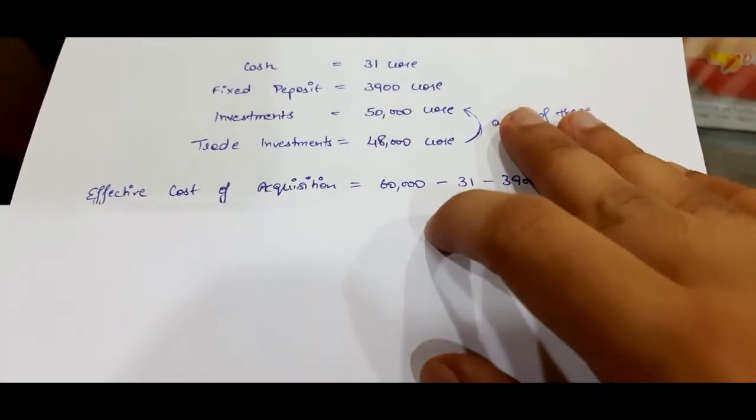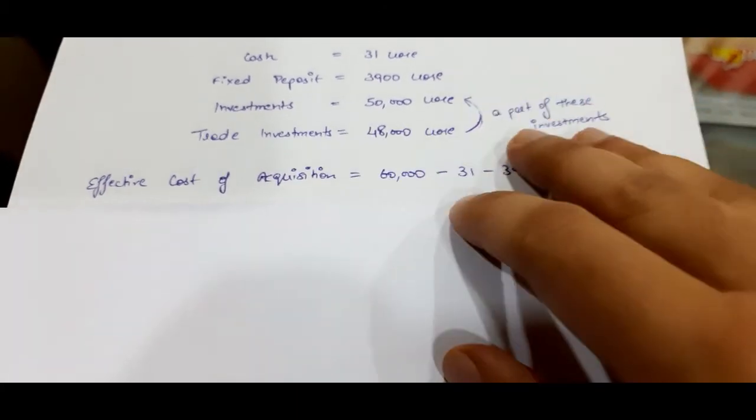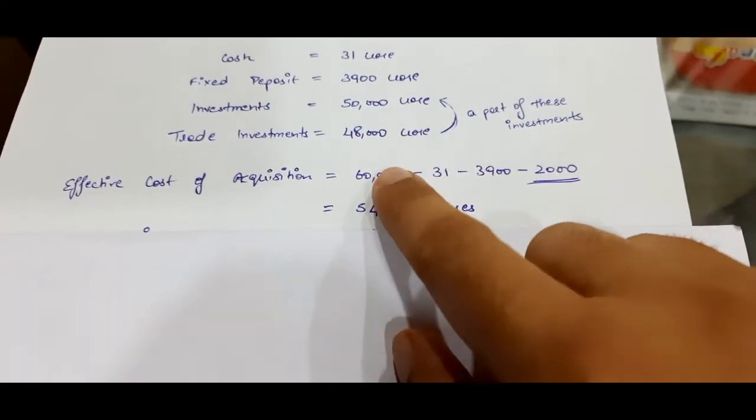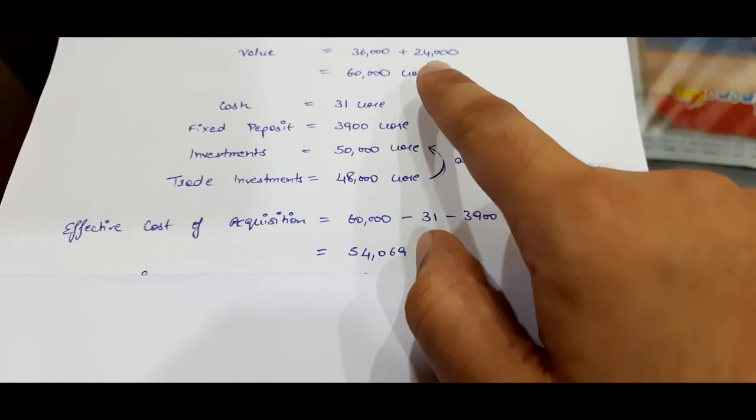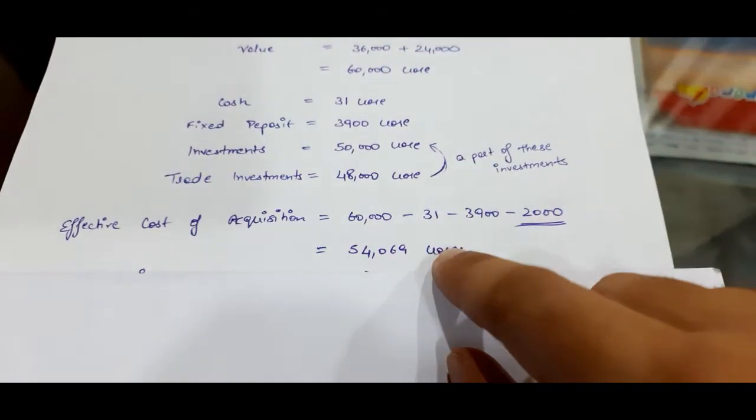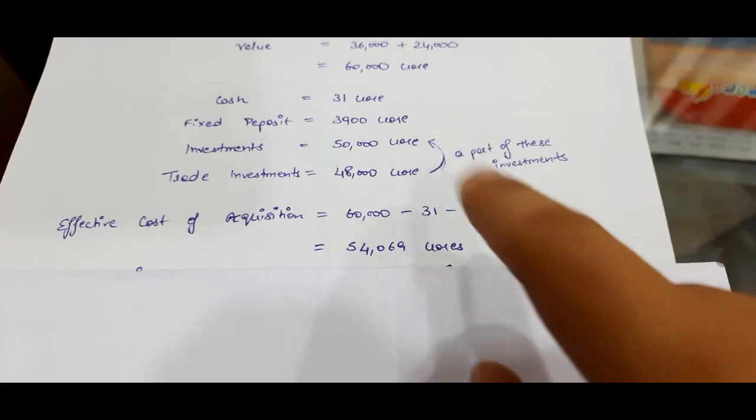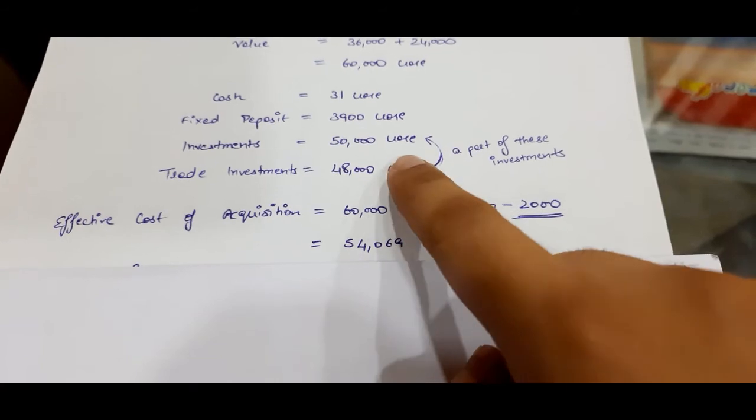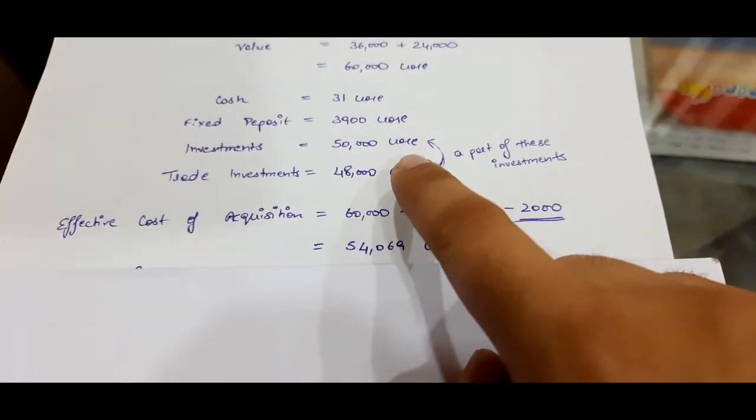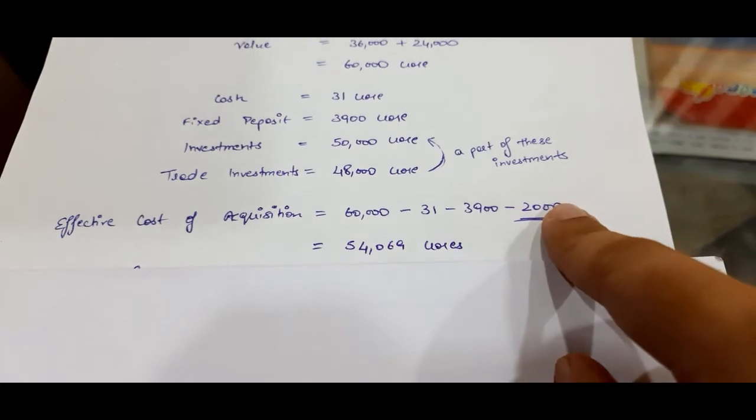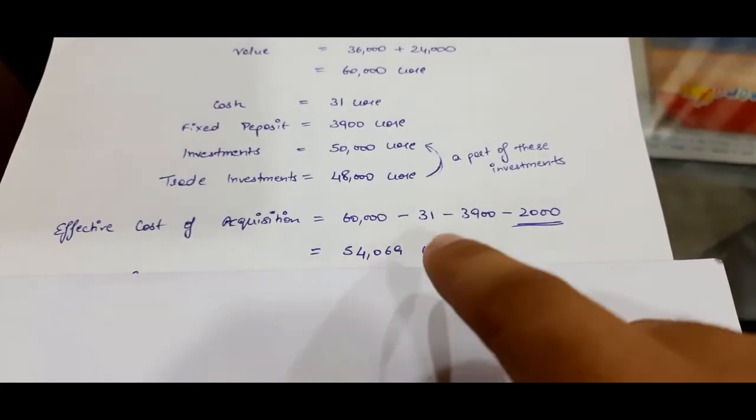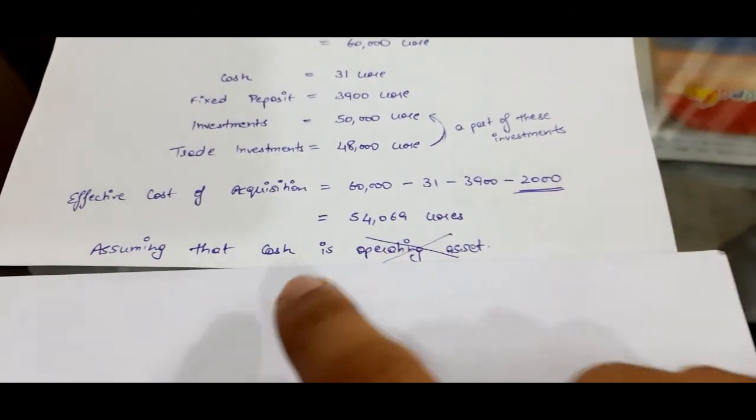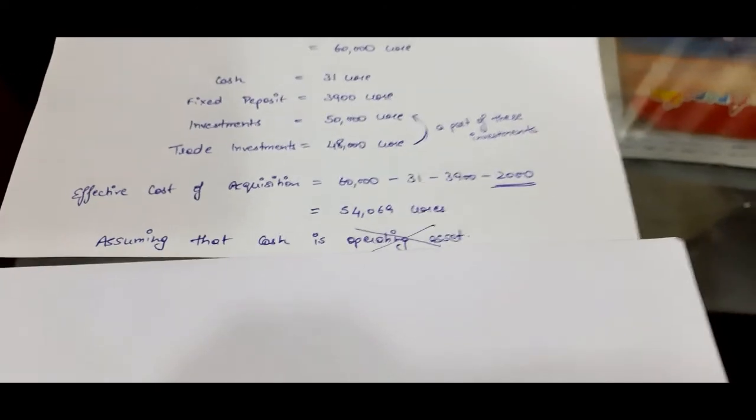So what exactly is the effective cost of acquisition of Tata Steel if somebody had to do it in 2012? The cost would have been 60,000 crores, which is the summation of market value of equity and debt, minus the cash, which can be readily disposed of, fixed deposits, again 3,900 crores, which can be readily disposed of, and the investments, which is the difference of the total and the operating investments, which comes down to 2,000 crores. So the effective cost of acquisition would have been 54,069 crores. Again, this is assuming that the cash is not an operating activity.